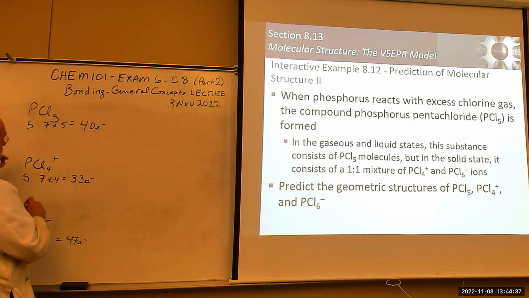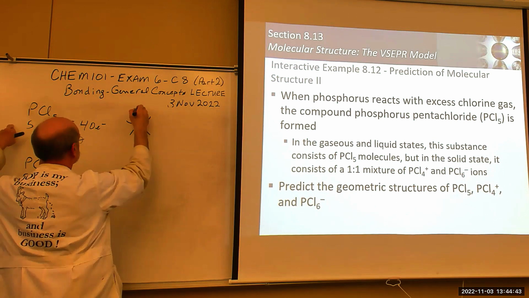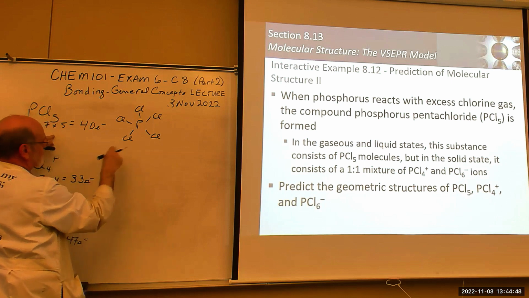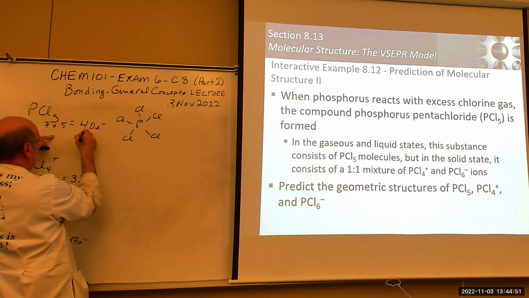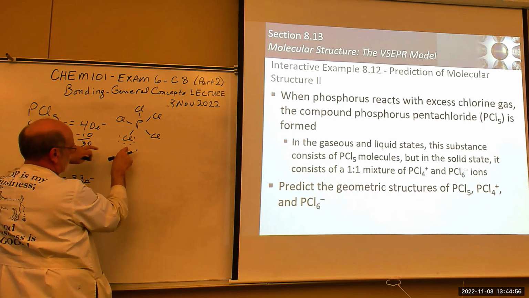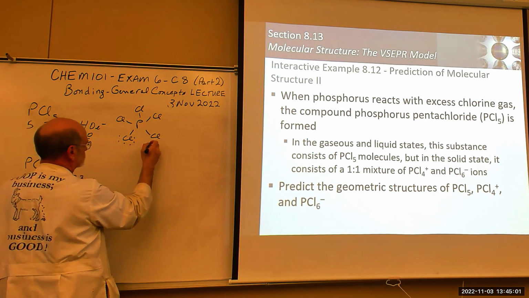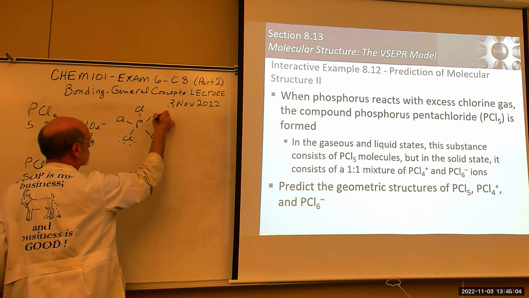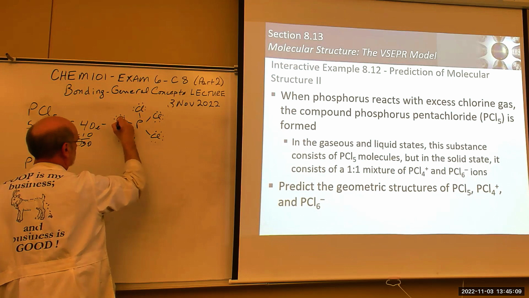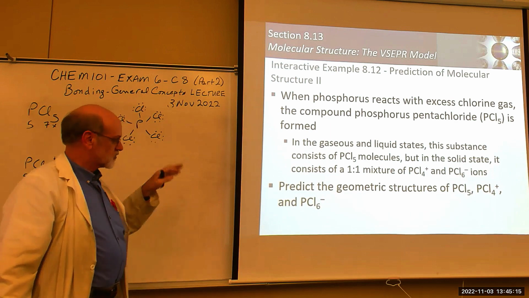There we go. Okay, so let's draw this one. 1, 2, 3, 4, 5. Okay, so that's 2, 4, 6, 8, 10. Means 30 electrons. So that's 2, 4, 6 around each one. 6 times 5 is 30. That's it. We've used them all up. So what's the structure if we have 5 groups? It's a trigonal bipyramid.